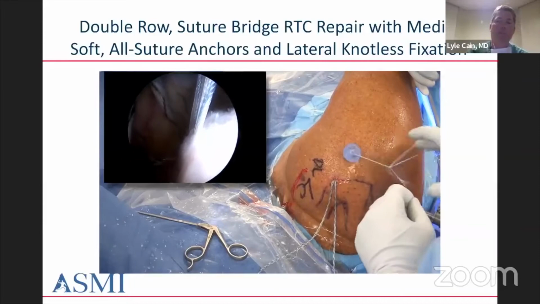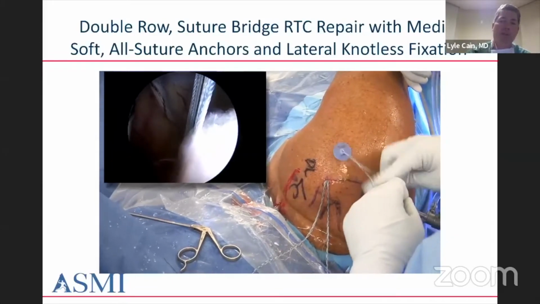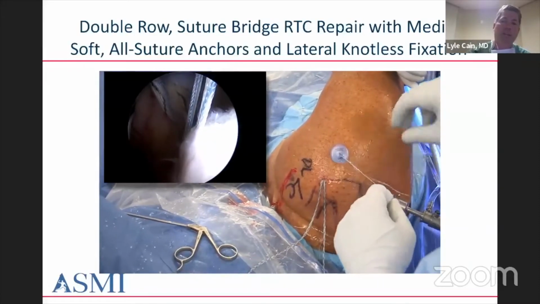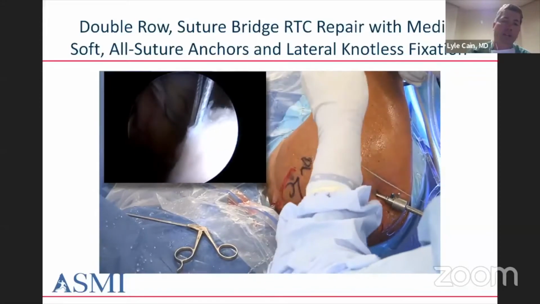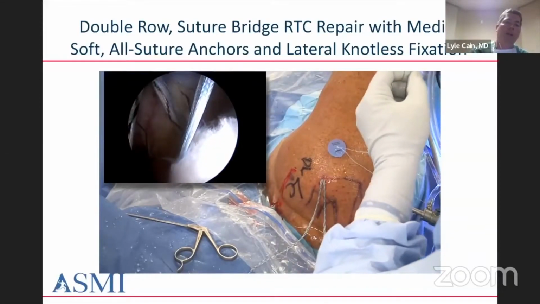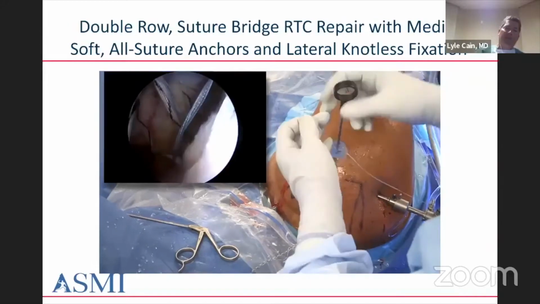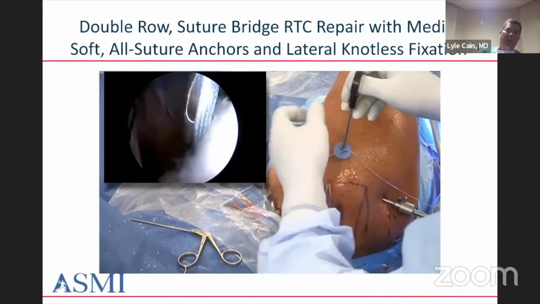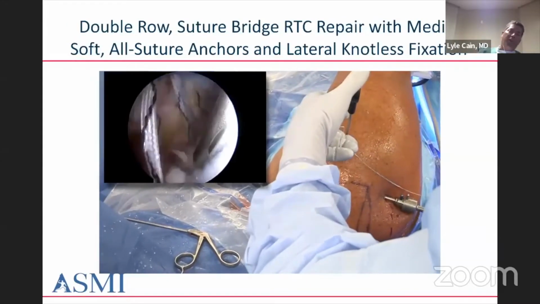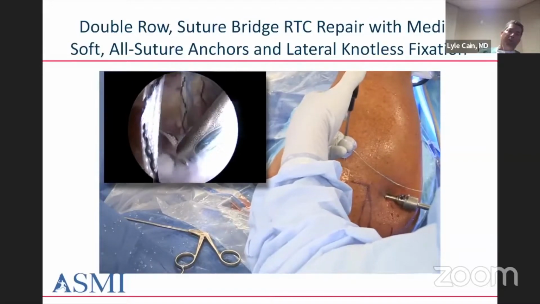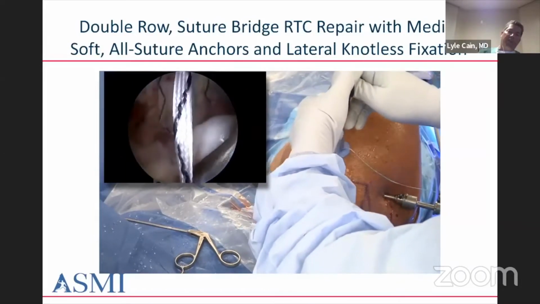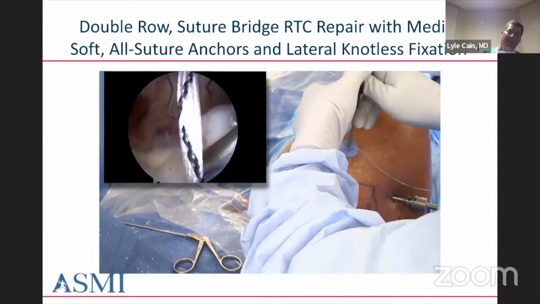We use a simple sliding knot. It's just 2 throws in alternating fashion, and we slide the knot down. Then with a knot pusher, we'll do a pass point and flip the second knot to make it a square knot by pulling the non-post strand. So I'm holding the post strand in my left hand, pushing with the knot pusher, getting good tension on the knot. It's slid down as tight as it can go.